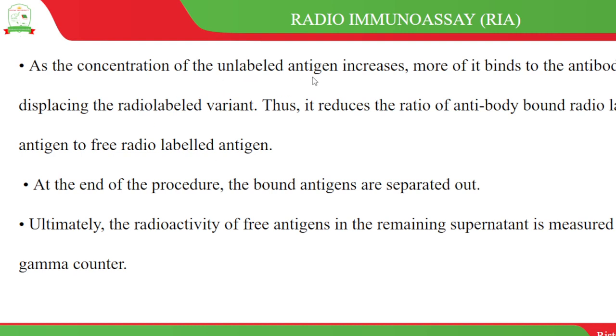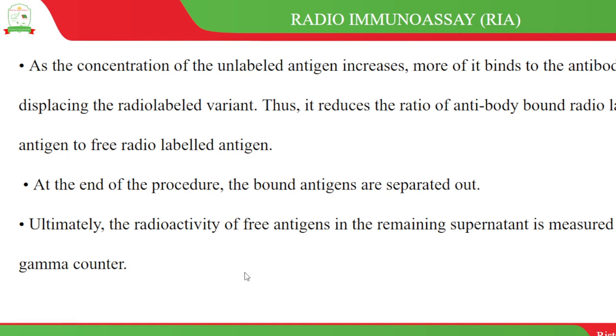As the concentration of unlabeled antigen increases, more of it binds to the antibody. Those from your sample are unlabeled, whereas in your setup you already have the labeled ones, so you're going to see a form of competition, and the labeled ones are going to be displaced. At the end of the procedure, the bound antigens are separated out, and then the radioactivity of the free antigen in the remaining supernatant is measured using a gamma counter.